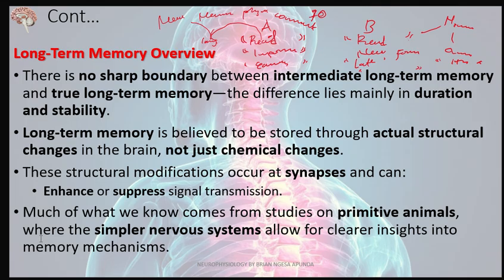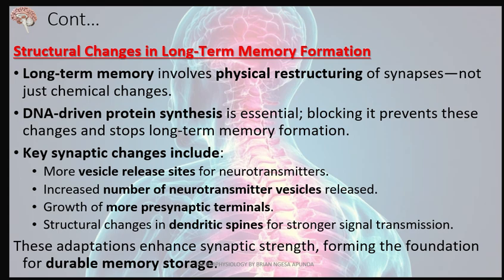So by the time you have long-term memory, it is not just about the chemical changes, but it is because of the actual structures that exist within the brain. And remember, when we have these structural changes, it suggests that you will be more and more responsive to information. This structural modification occurs at the synapses and can either enhance or suppress signal transmission. Much of what we know comes from the studies of primitive animals, where the simpler nervous system allows for clearer insight into memory mechanisms.